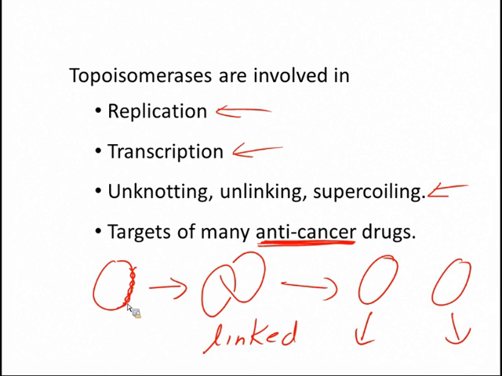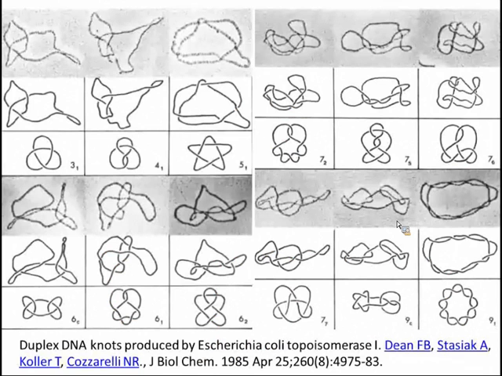So one can create a bunch of knots. This is a nice knot table from knotplot.com, but this one here on the next slide is actually my favorite, and that's of DNA knots. Now this is actually duplex, double-stranded DNA knots produced by type 1 topoisomerase.